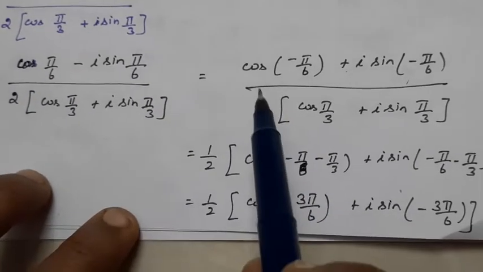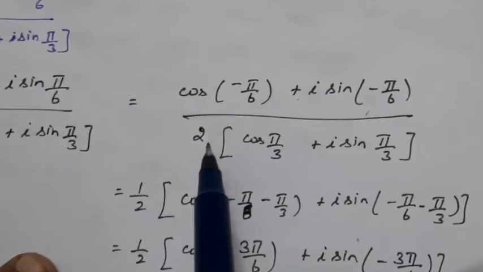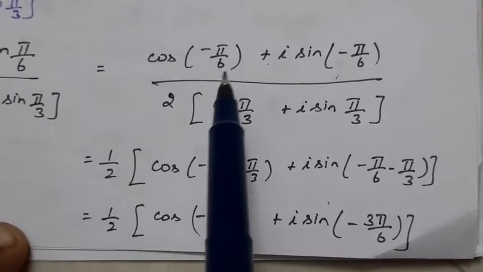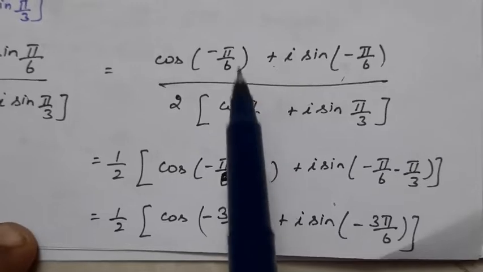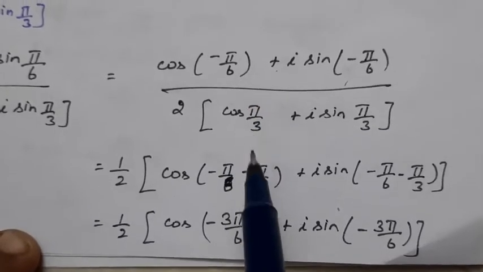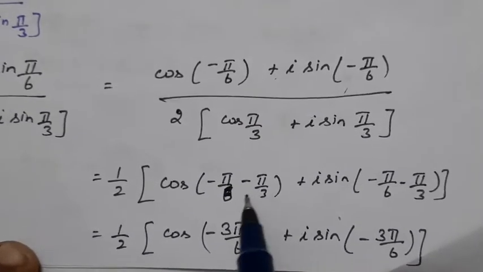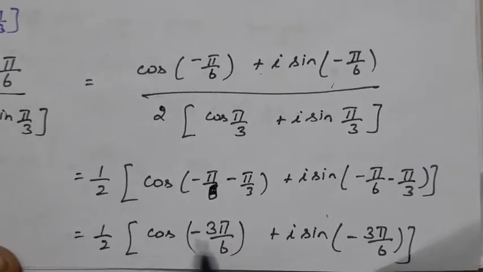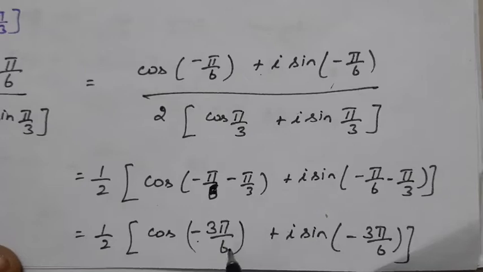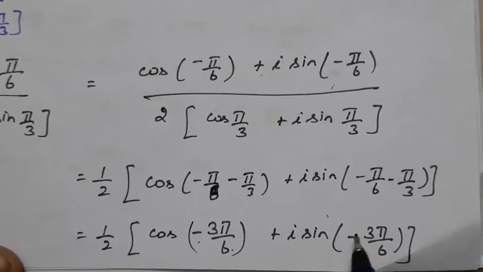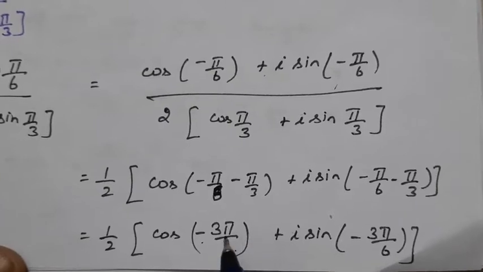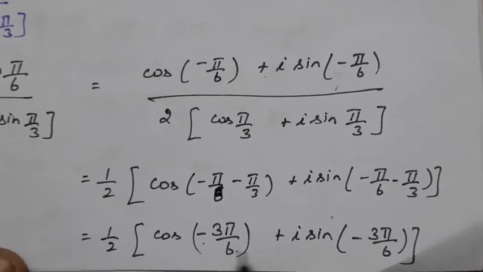Now again as usual, after rewriting this, then divide it, the r being 1 here, so 1 divided by 2, and the difference of the arguments should be taken on division. So minus pi by 6 minus pi by 3. Under simplification it will be minus 3 pi by 6. So 1 by 2 into (cos of minus 3 pi by 6 plus i into sin of minus 3 pi by 6). Then you have to get the value of minus 3 pi by 6 and rewrite this in the rectangular form.